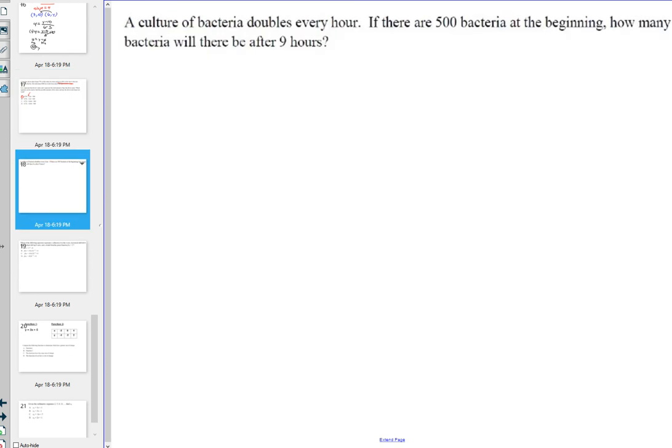A culture of bacteria doubles every hour. If there's 500 bacteria at the beginning, how many will there be after 9 hours? So this is just a regular exponential growth. When the growth factor is that it doubles, we start off with 500, it doubles to the 9th power, and then you write it in.